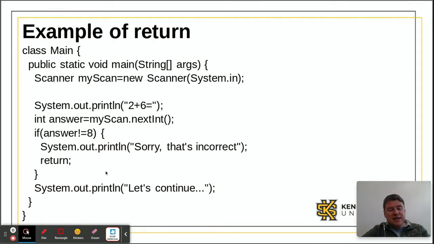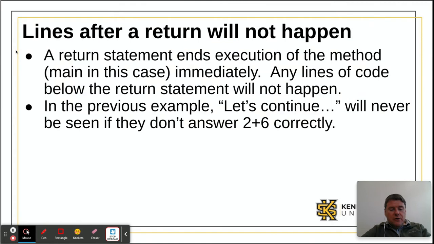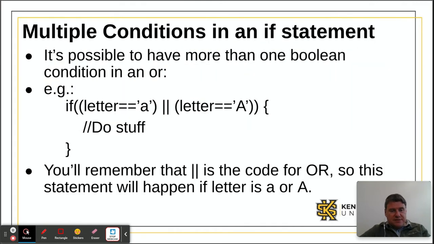Notice that this, let's continue down here, will only happen if this evaluates to false. And this would evaluate to false if they gave the correct answer. So answer is 8. 8 not equal to 8 is false. 7 not equal to 8 is true. So this only continues if they did not give you the wrong answer. All right? Okay, so that's what that is saying.